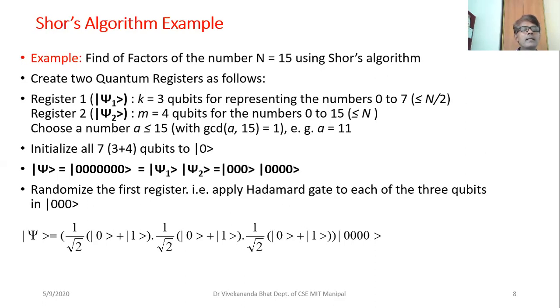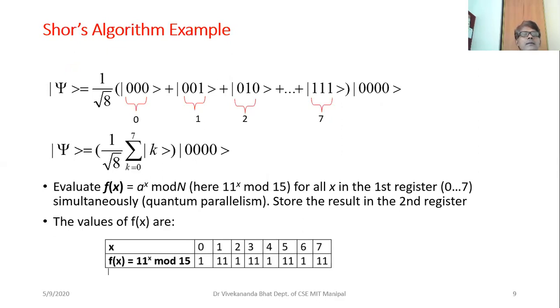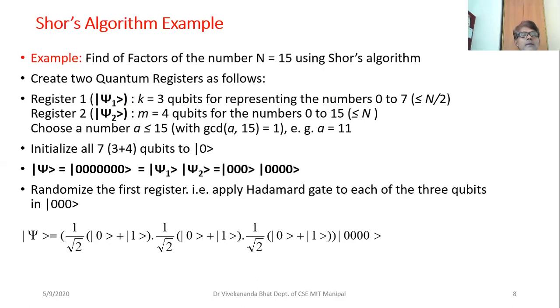After applying the Hadamard gate, you get ket psi is equal to 1 by root 2 (ket 0 plus ket 1) into 1 by root 2 (ket 0 plus ket 1) into 1 by root 2 (ket 0 plus ket 1) into ket 0 0 0 0. So it is very simple. Next compute this tensor product. So 1 by root 2 times 1 by root 2 times 1 by root 2, you will get 1 by root 8. Then you take the tensor product of ket 0, ket 0, ket 0, and you will get ket 0 0 0.